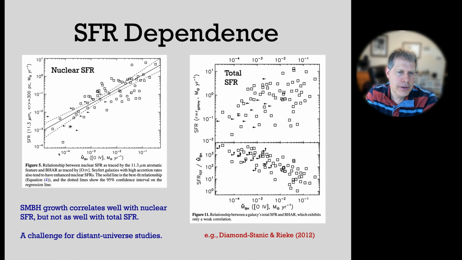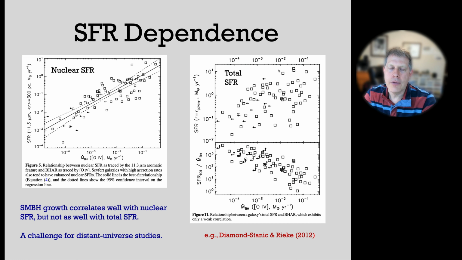And basically, these are plots that show estimates based on various tracers of the total black hole accretion rate here, solar masses per year, versus the star formation rate for the nuclear region. Again, this can be done for nearby galaxies where this can be done in detail. And you can see that there is a quite good correlation, has some scatter, but it's not too bad, spanning orders of magnitude again between the black hole accretion rate and the nuclear star formation rate.